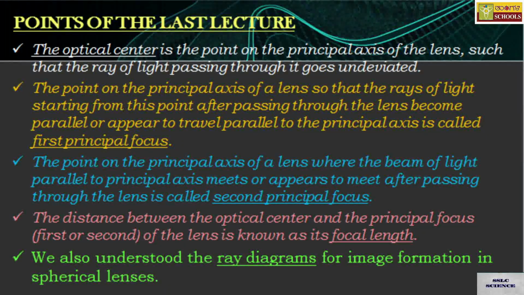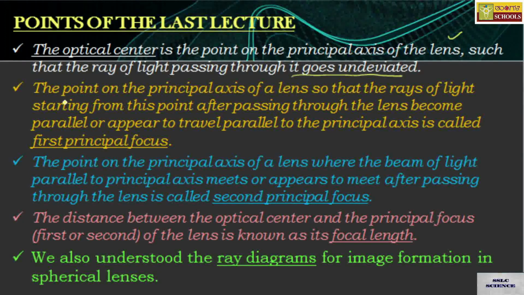The first one is the optical center. We defined the optical center as the point on the principal axis of the lens such that a ray of light passing through it goes undeviated. This is known as the optical center.